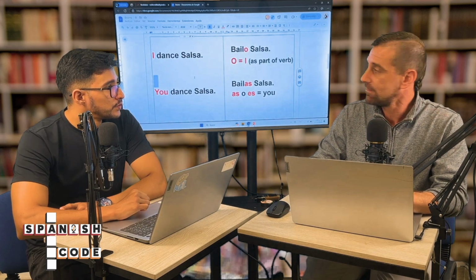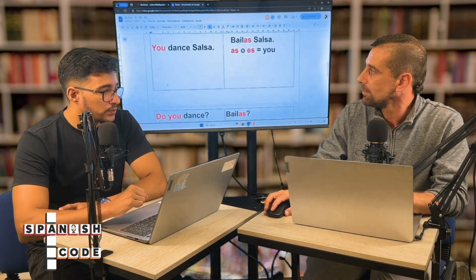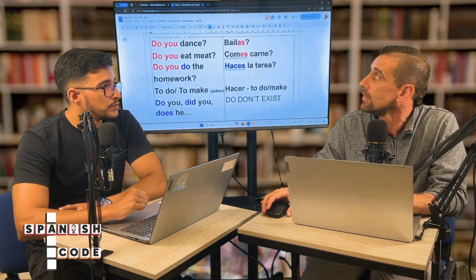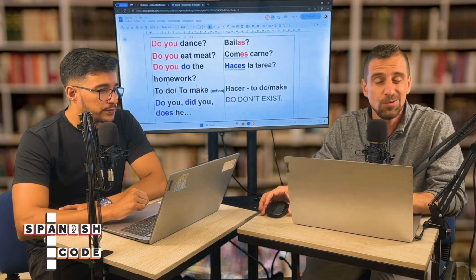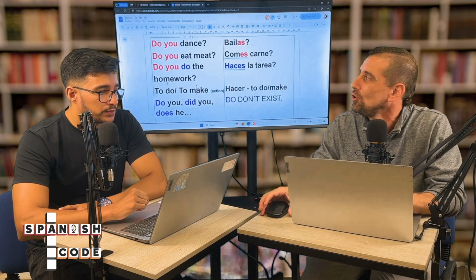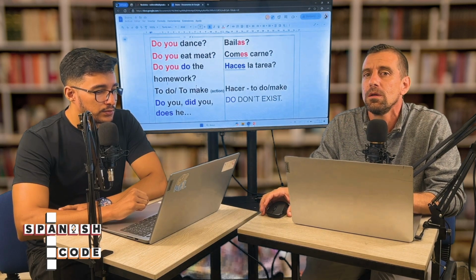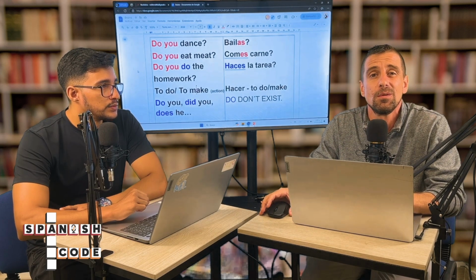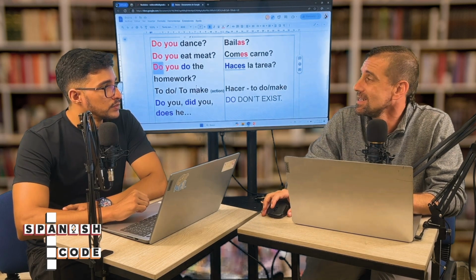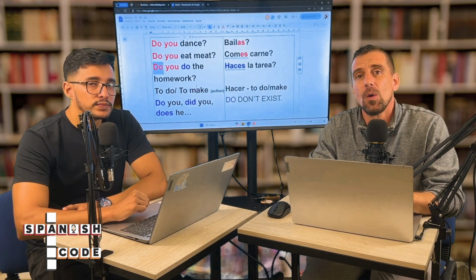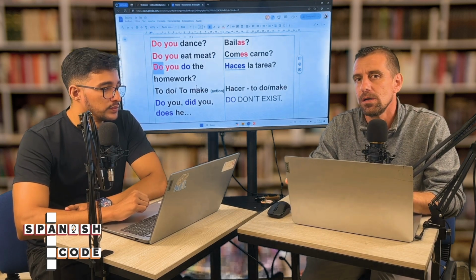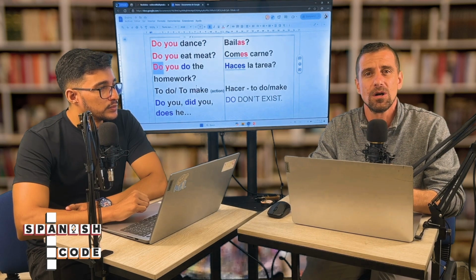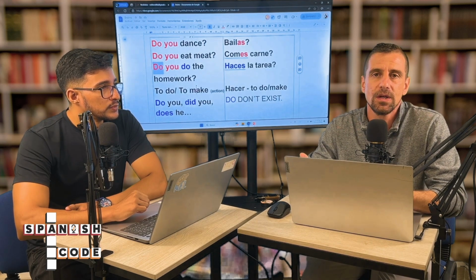Now, just to illustrate this a little bit better, here we have three sentences, and they're actually really important. Do you dance? Do you eat meat? Do you do the homework? Now, this shows we have two versions of the verb do in English. The ones in red are just simply never going to exist, because what is that word? Can you guys actually think about why we even use that word? What is it? It's actually called an auxiliary verb.